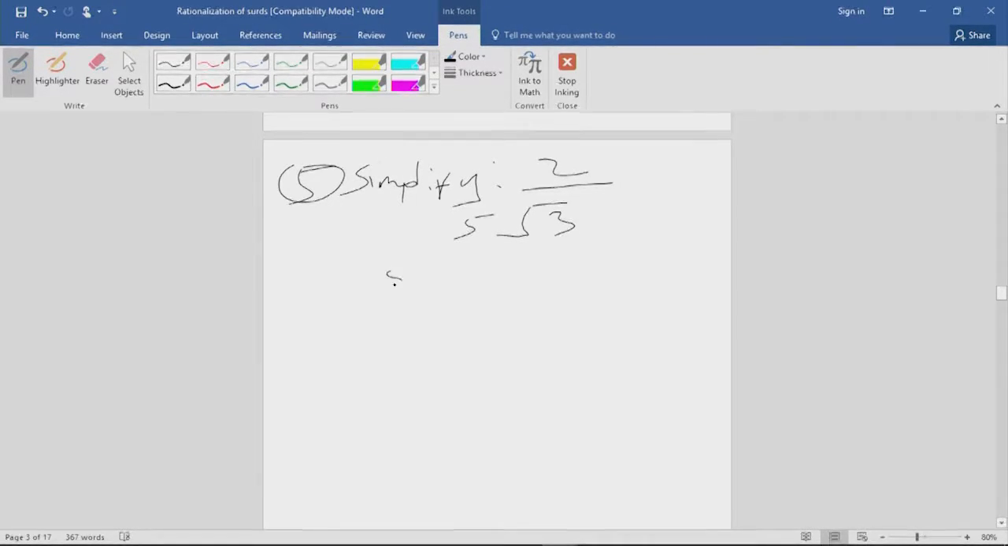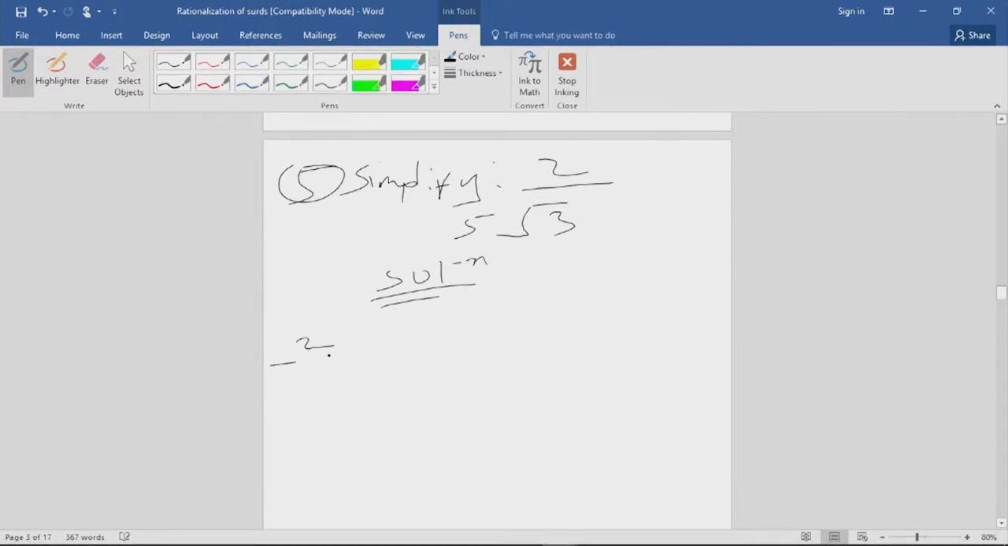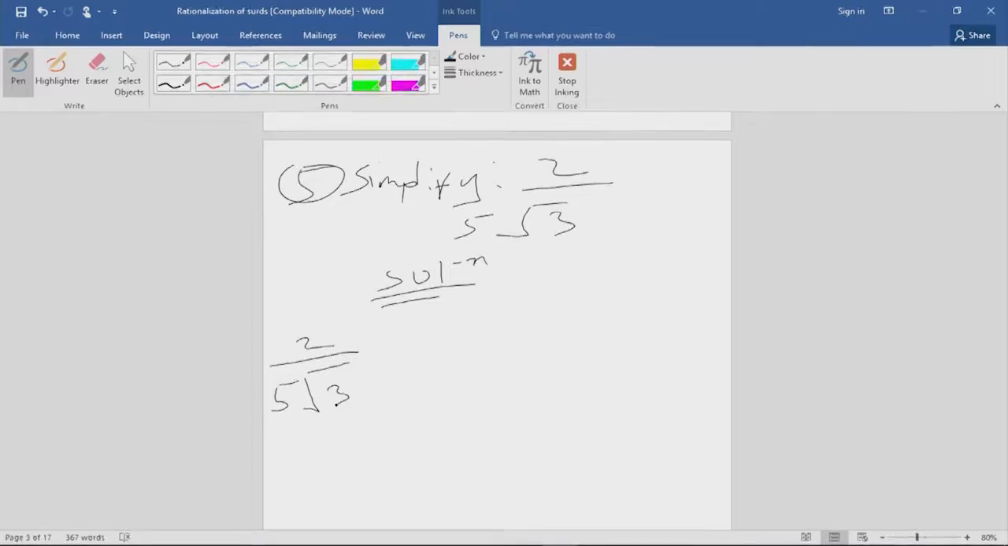Forgive me for my handwriting. It's difficult to write on this board. 2 upon 5, not the 5th root. 5 root 3. So here again we have to identify the rational value that you multiply for both numerator and denominator, that will make the radical sign on the denominator disappear. And that value is what? 5 root 3 will end up giving us a solution.